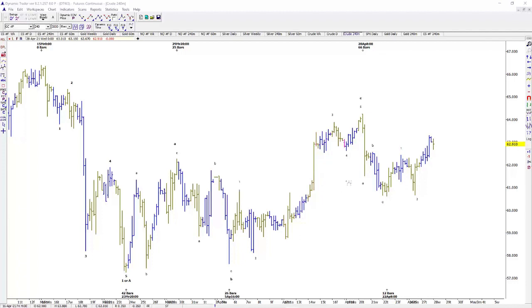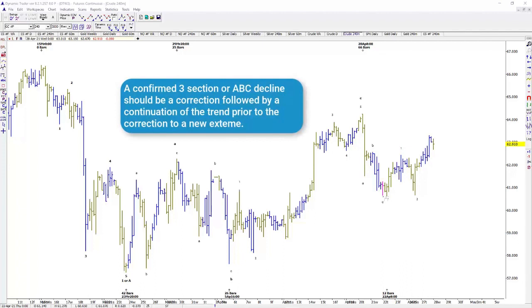So let's see exactly what oil was telling us as we added some bars on. Well, we had the decline off of this top, which was in a position to be a wave C high. We had the decline, and then we continued higher, but this decline was 3 sections. So 3 sections are a correction within the higher time frame trend, and that would indicate that we would have another section up to a new high.